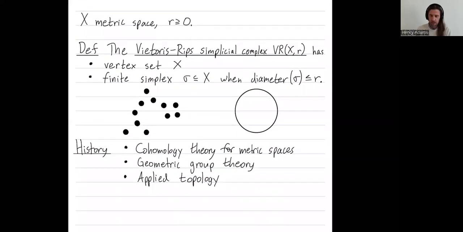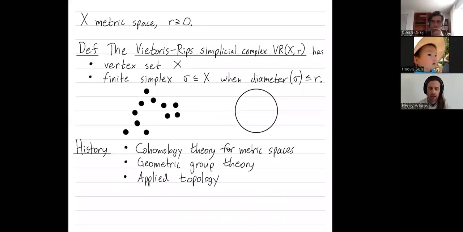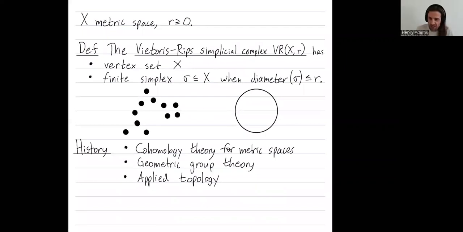All right, so let me describe Vietoris-Rips complexes. They're a way to turn a metric into a simplicial complex. So X will be our metric space throughout this talk. And usually when you use the Vietoris-Rips complex construction to turn a metric space into a simplicial complex, you choose a scale parameter.